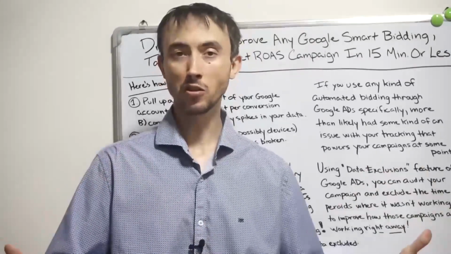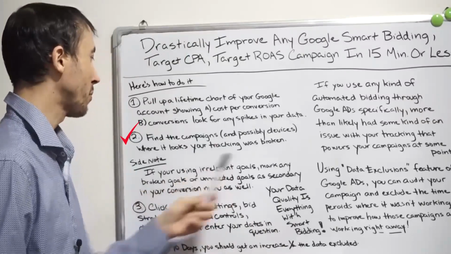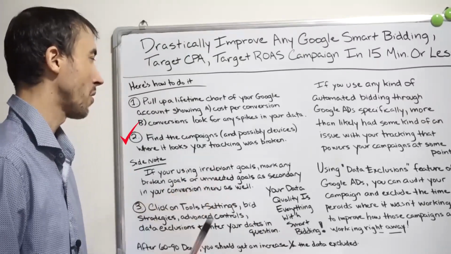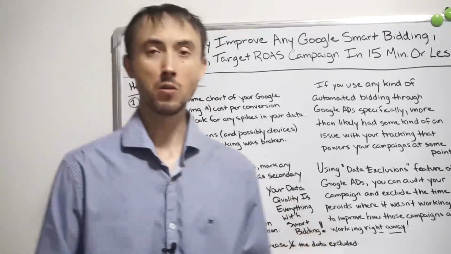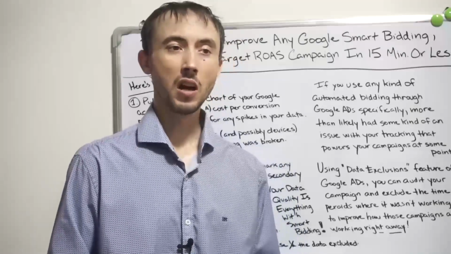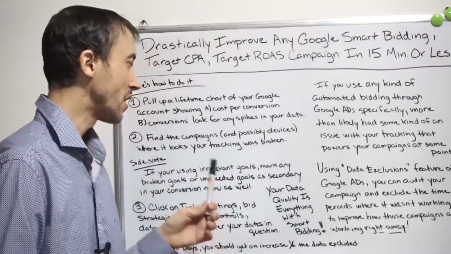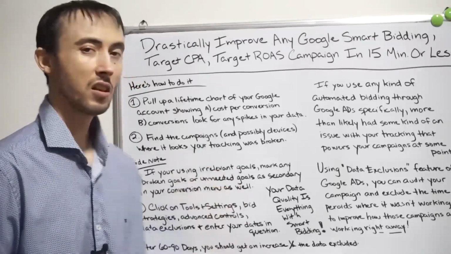You'll know you have to fix your tracking. Number 2, find the campaigns and possibly devices where it looks like your tracking was broken. One thing with this data exclusion tool that Google has is they actually let you exclude the data for particular campaigns and devices.